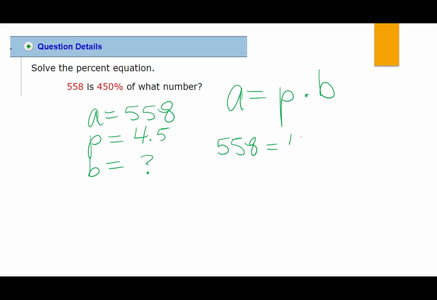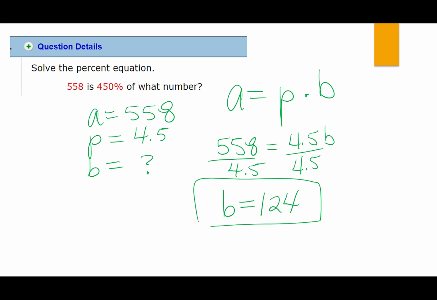558 equals 4.5 B. Now solve for B. Divide both sides by 4.5 to get B equals 124. I want you to think about this answer. Do you see that our whole number is much smaller than our part?